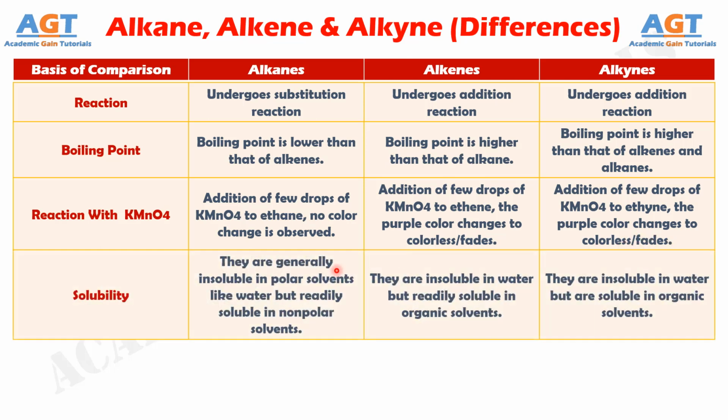If we differentiate them in terms of solubility, the alkanes are generally insoluble in polar solvents like water but readily soluble in non-polar solvents. The alkenes are insoluble in water but readily soluble in organic solvents. And the alkynes are insoluble in water but are soluble in organic solvents.